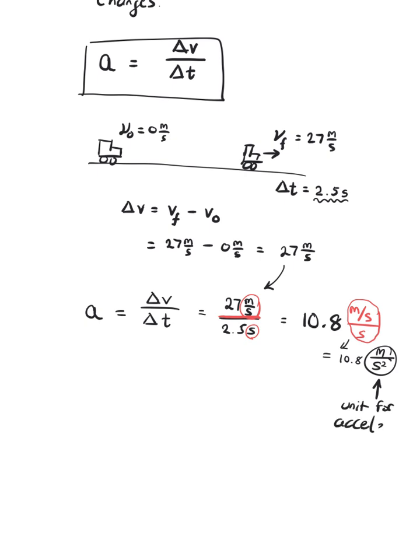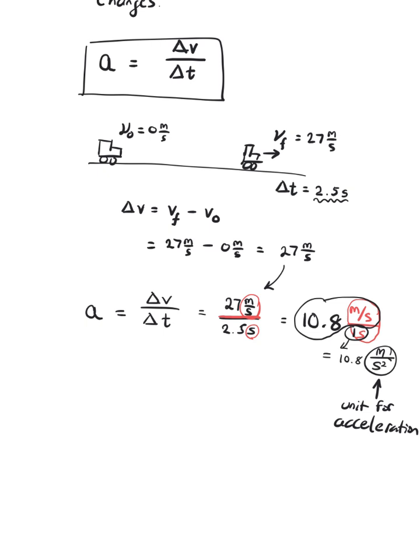Now, it probably makes more sense to think of it as a meter per second, even though we usually don't write it that way. We usually write it as a meter per second squared. And the reason for that is because it kind of gives us an idea of what the acceleration is actually telling us. So for every 1 second, the car's velocity increases by 10.8 meters per second.